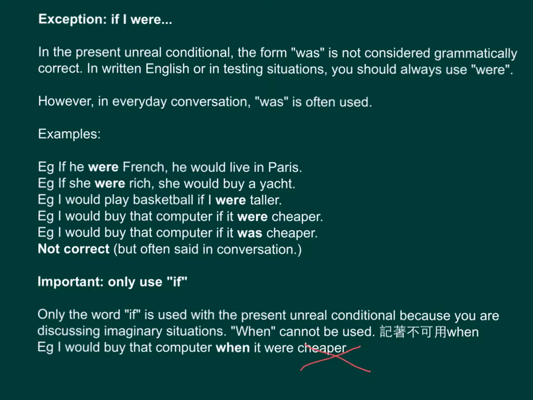Important: only use if. Only the word if is used with present unreal conditional because you are discussing imaginary situations. When cannot be used. 記住我哋唔可以用 when 嘅喎。For example, I would buy that computer when it were cheaper. This is not correct. I would buy that computer if it were cheaper. Correct.